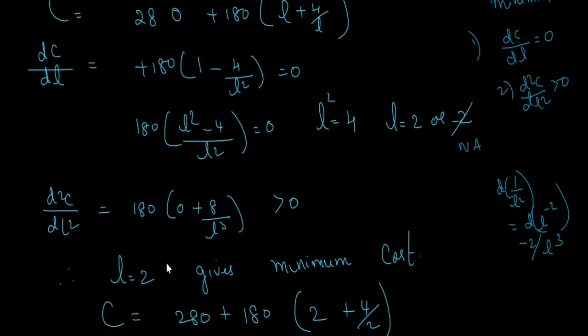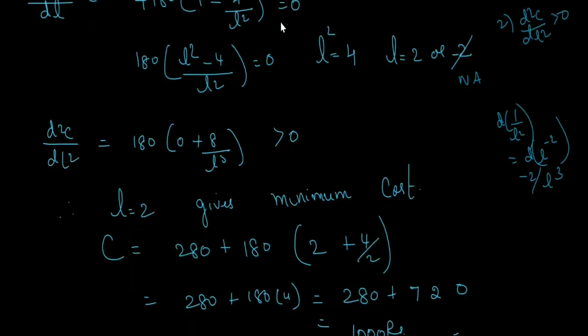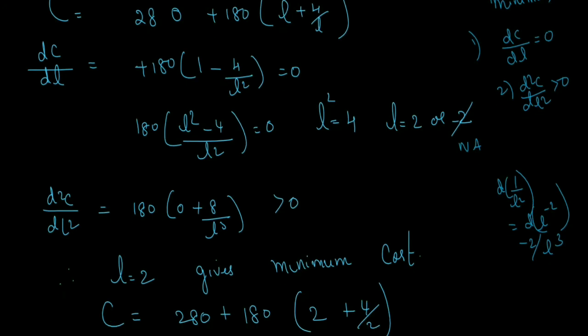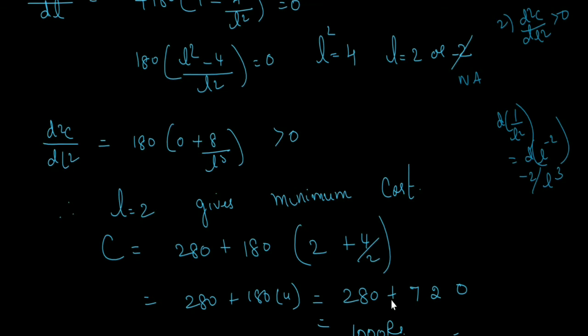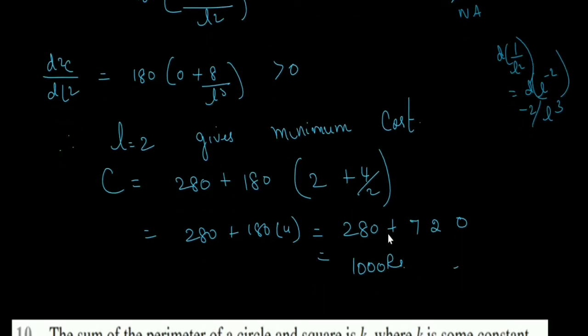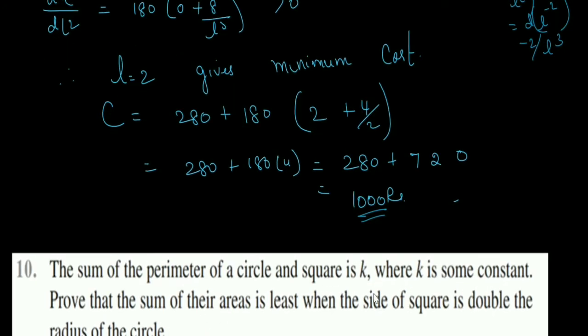Now we have to find the least cost. That is, you have to substitute L is equal to 2 in this. So 280 plus 180 into L, which is 2, plus 4 by 2. So that will give you 4 into 180, plus 280. So that is equal to 720. 720 plus 280 is equal to 1000 rupees. The least cost is 1000 rupees when L is 2. The length is 2. Now the next question.